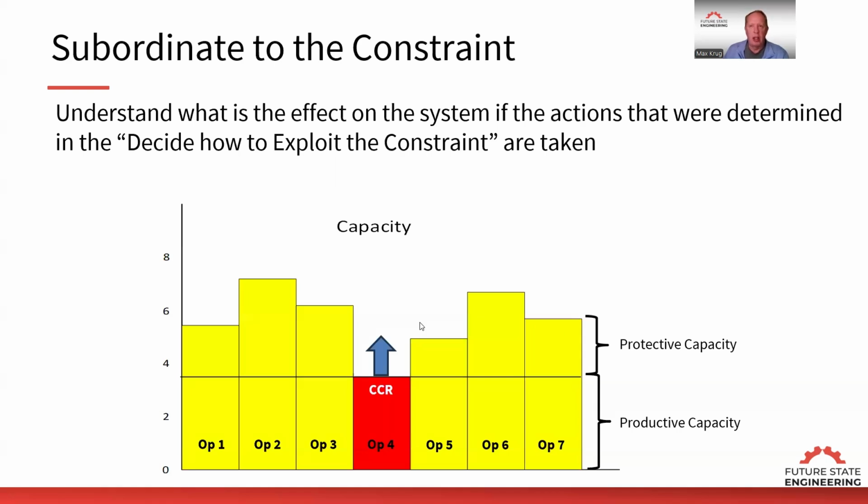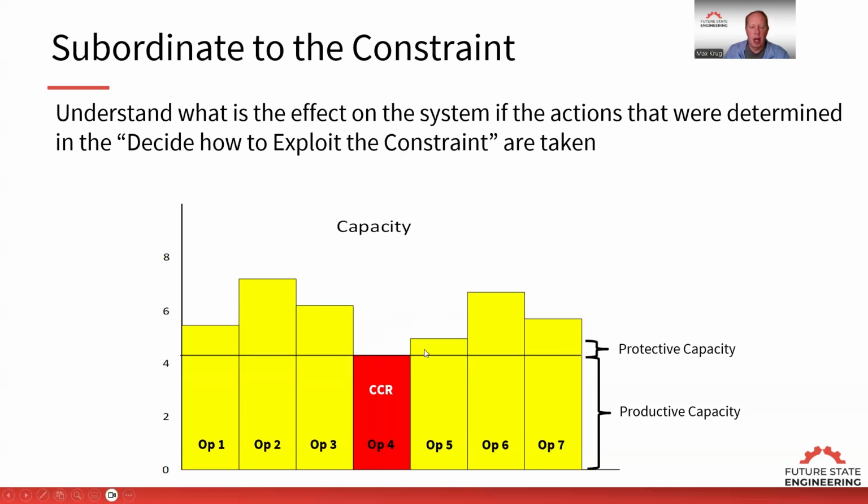So before we elevate, which is step 4, we want to make sure what's the effect on the rest of the system. So if you can see, if we elevate the constraint here, what's going to happen? Our protective capacity goes down, especially in operation 5 here, significantly. And my rule of thumb is minimum 20% protective capacity. Depending on how much variability is in the system, 20% minimum. If you have more variability, more than 20%. So in this case, you can see the protective capacity went down significantly.